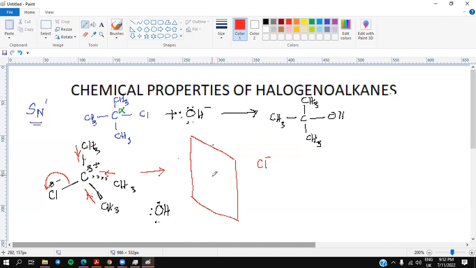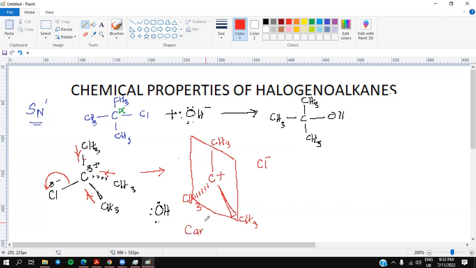We have carbon in the middle. There are 3 CH3 groups. One CH3 group is above. One CH3 group is on this side. And the other CH3 is behind the screen on that side. Now, because carbon has lost that carbon-chlorine bond, it has a positive charge. This structure is called a carbocation.